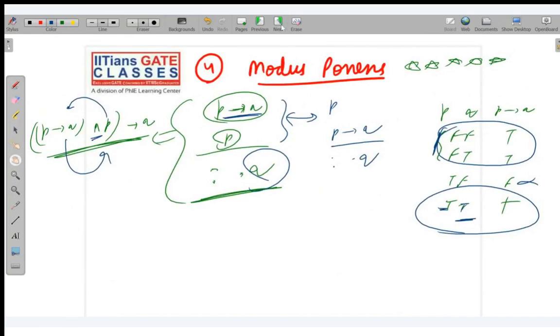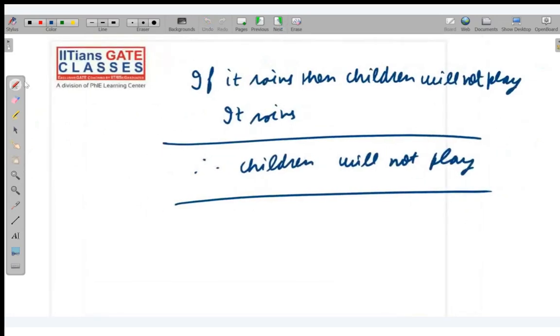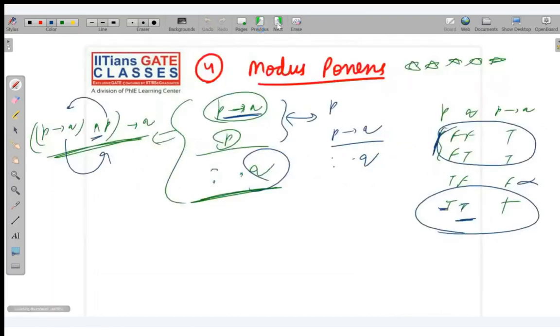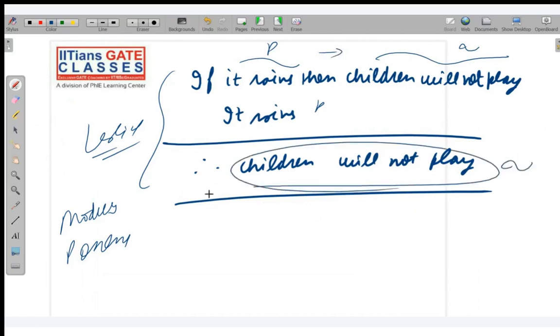If it rains, I have told you in the previous few slides also. If it rains, children will not play. It rains, therefore children will not play. This is a completely valid argument, and the proof is, you will say immediately, by modus ponens. Why is modus ponens applied? If it rains, that is P. Children will not play, that is Q. It rains, P. P implies Q. P therefore Q. Finally, we have got it.